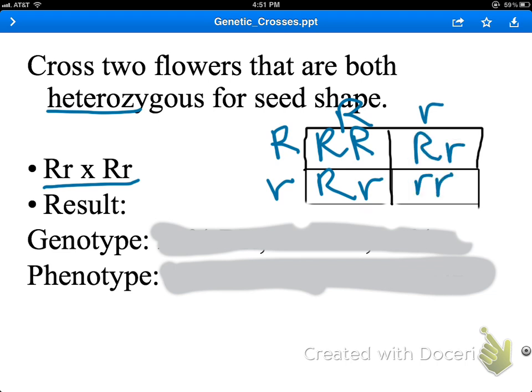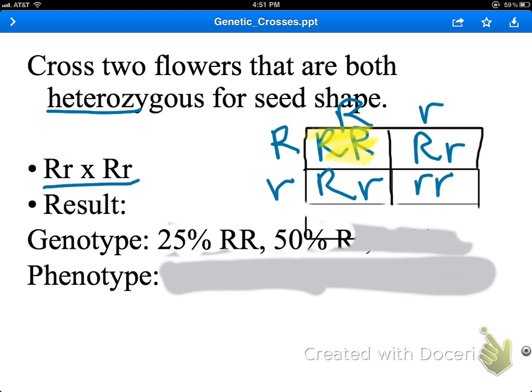And when we look at our results, we find that for the genotypes, we have 25% capital R, capital R. So 1 box out of 4 is 25%. And then we see that 50% are the hybrid, capital R, lowercase r. And then the last box is over here. You can see there's 25% lowercase r.